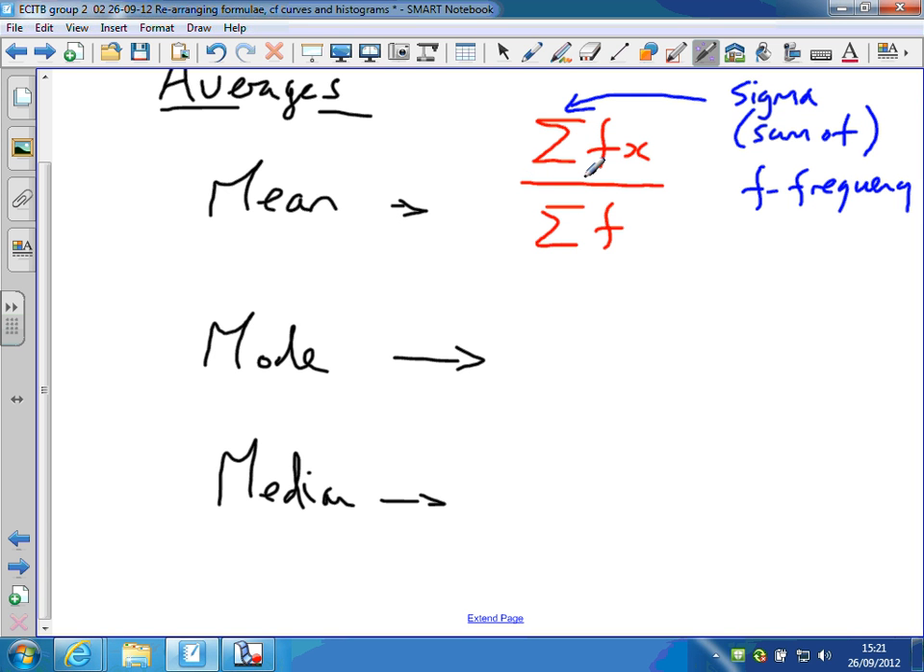Mode? Most popular, most common, most frequent. Yep. The most common or the most popular. The one that occurs the most. Median? Middle number, yeah. Middle value. However, what have I got to do to get that? Yeah, when put in order.